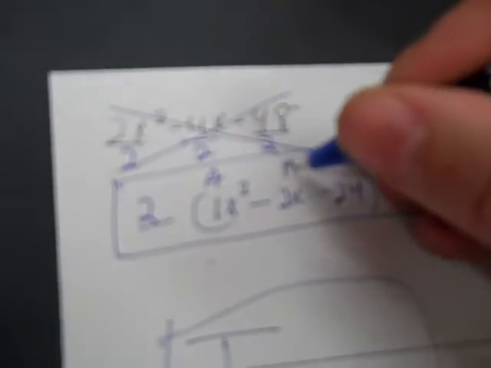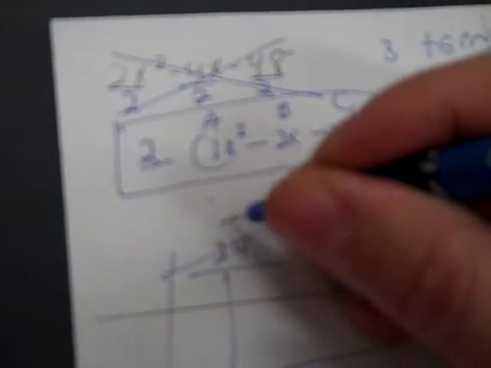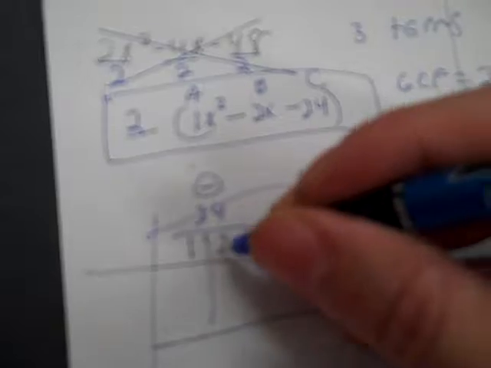So A, B, C. 1 times negative 24, so we take A times C, is negative 24. Okay, so I'm looking for a difference, meaning I'm going to subtract to get to 2. So 1 and 24, nope, that's not 2. 24 divided by 2 is 12, okay, but 12 minus 2 is not 2. So 24 divided by 3 is 8. 8 minus 3 is not 2.